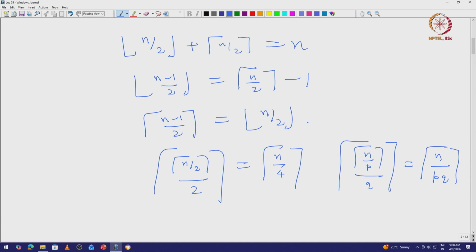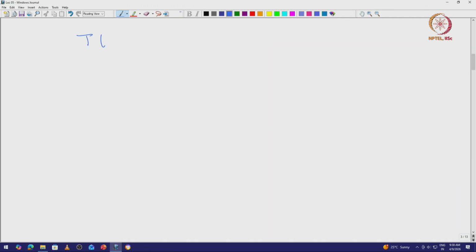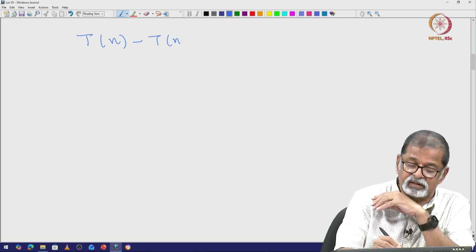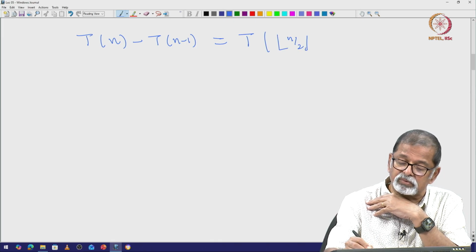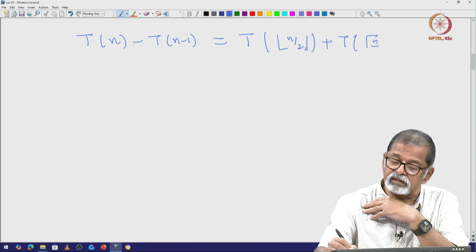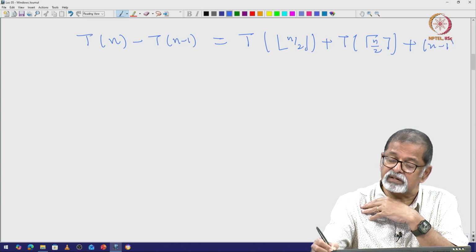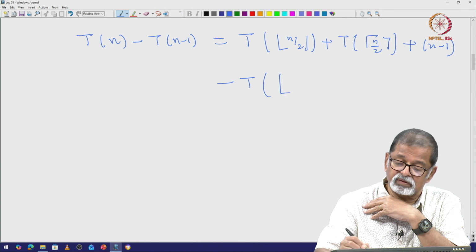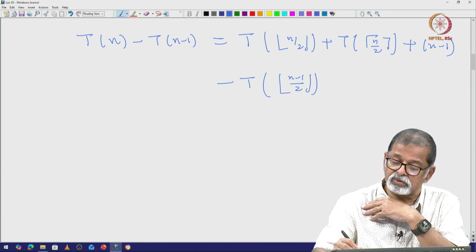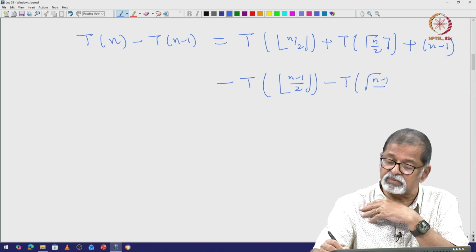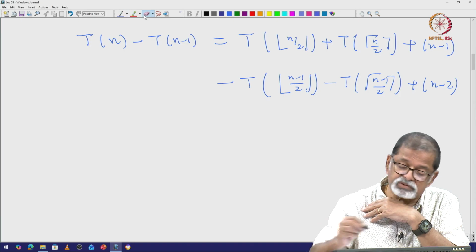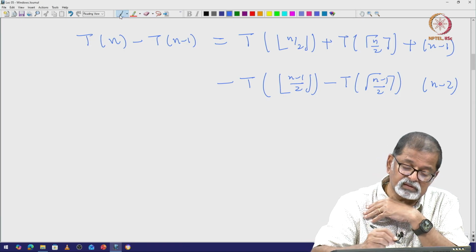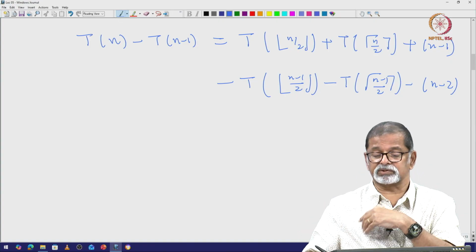Okay. Let us see how we are going to use this. So, we have computed T(n) minus T(n-1). T(n) is T(floor(n/2)) plus T(ceil(n/2)) plus n minus 1, minus T(floor((n-1)/2)) minus T(ceil((n-1)/2)) minus (n minus 2). I am subtracting T(n-1) and n minus 2.